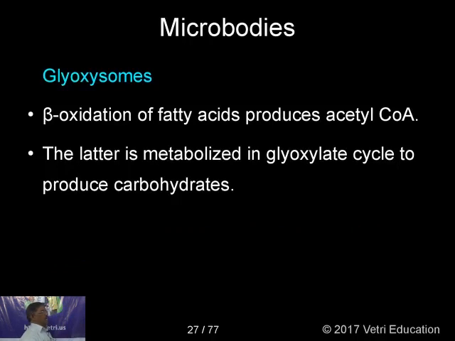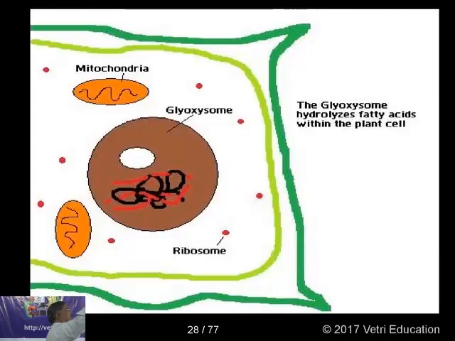Beta oxidation of fatty acids produces acetyl CoA. It is metabolized in the glyoxylate cycle to produce carbohydrates. This is another pathway to get carbohydrates, through the glyoxylate cycle. So here you can see the glyoxysomes, with the mitochondria at the center, and all the enzymes are inside these glyoxysomes. These are found in the cells.